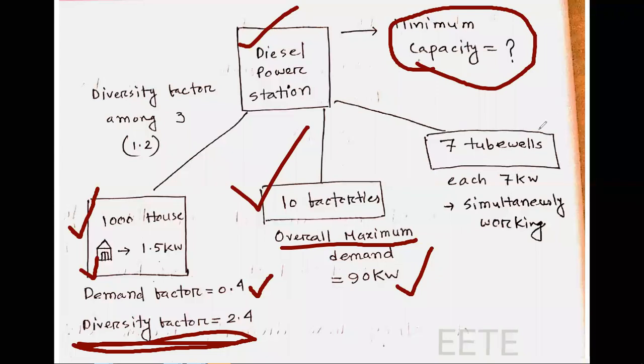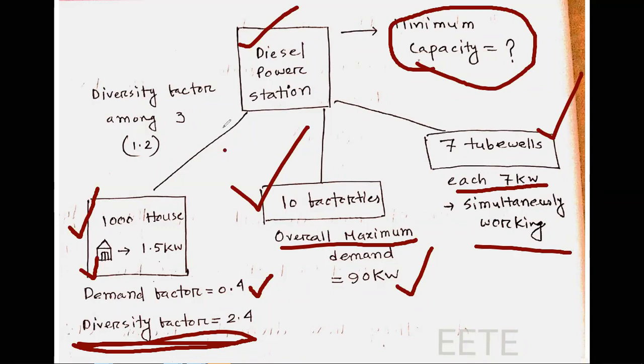And there are 7 tube wells, and each power rating is 7 kilowatt, and they are simultaneously working. That means they are working together at the same time. You need to find out the minimum capacity of the diesel power station.